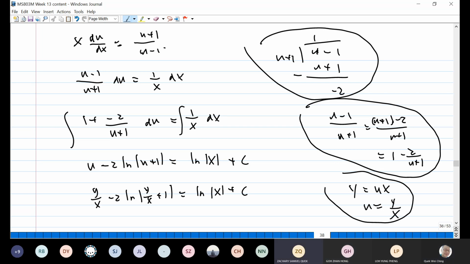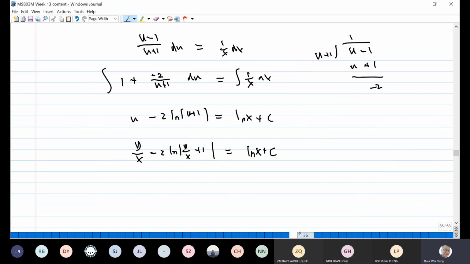Mr. Quek, can I ask a question? Yep. Why do we want to make the equation more complicated? What do you mean by more complicated? Like initially it's just y and x, but then we end up with y over x and ln also. Otherwise, how do you solve it? Initially, the equation is not easy, so we try to solve it.